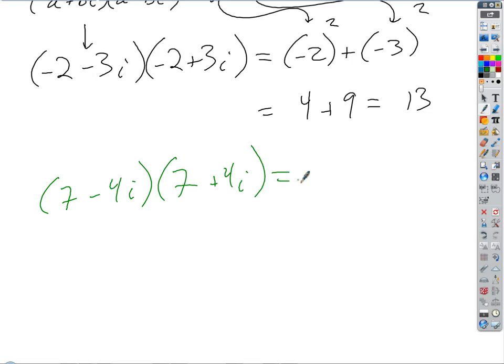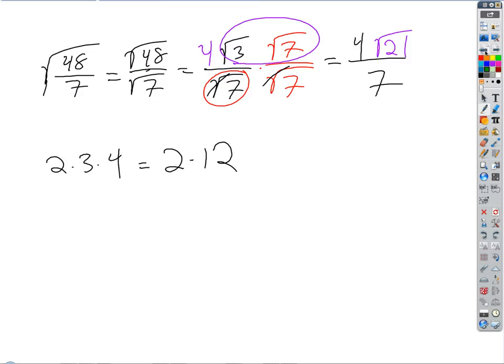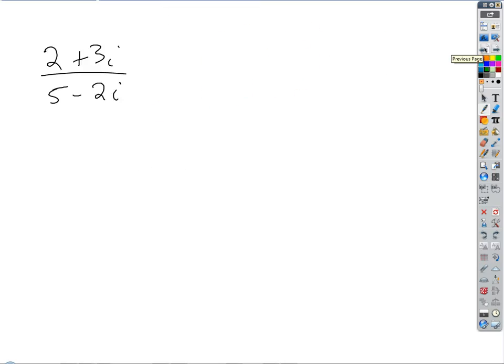It's going to be 7 squared plus, instead of making it a negative 4, make it a 4, right? 7 squared plus 4 squared, so it's 49 plus 16 is, what is that, 65? Okay, that's it, right? Okay, so if we go back to our example then, why were we doing all this stuff? We were doing this stuff to solve a problem like this, right?